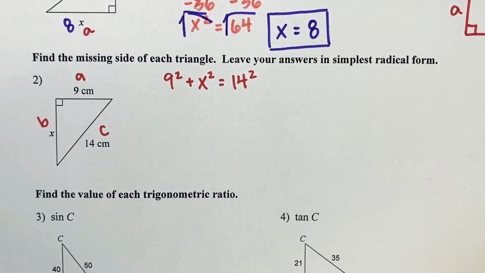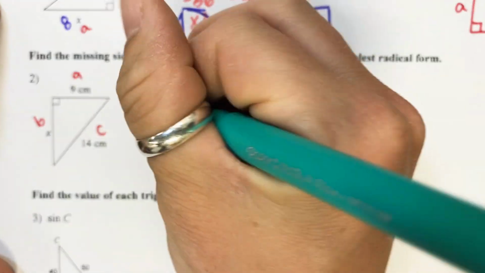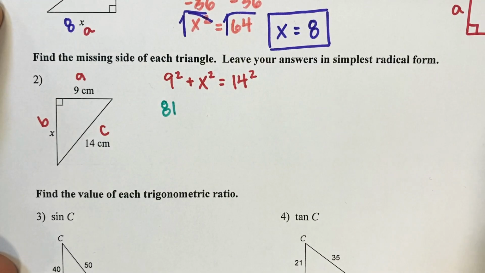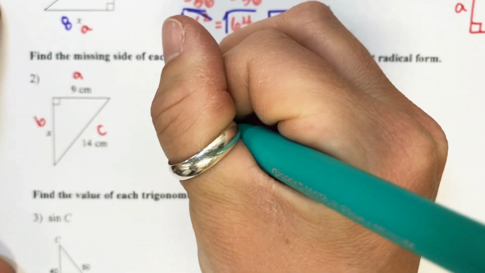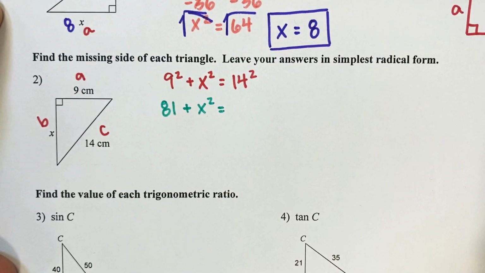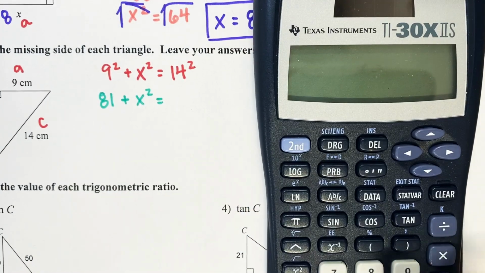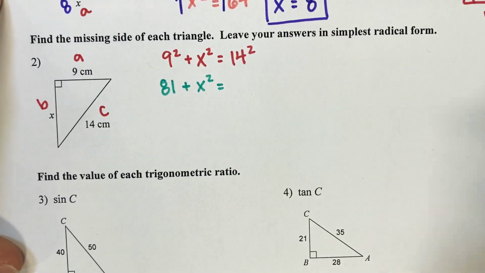Now let's go ahead and do some simplifying. What is 9 squared? What is 9 times 9? We're going to get 81. x squared, we don't know x, so that just has to stay. x squared equals 14 squared. What is 14 times 14? I'm going to do it in my calculator. 14 squared, 196.